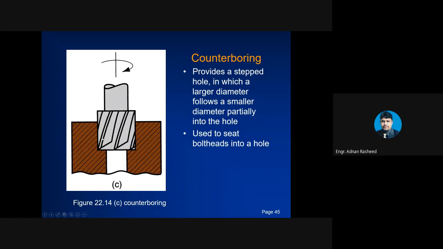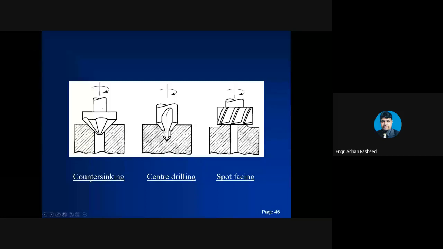So this portion is used to seat the head of the bolt, and the rest of the bolt is inserted in this hole. So that is used to seat the bolt head into the hole. Similarly, we have countersink. Countersink is also a step hole, in which a larger diameter is followed by a smaller one. You can see this is a smaller diameter and this is the larger, but here the larger hole is tapered. Clear? So it is also used to seat the head of some screws.